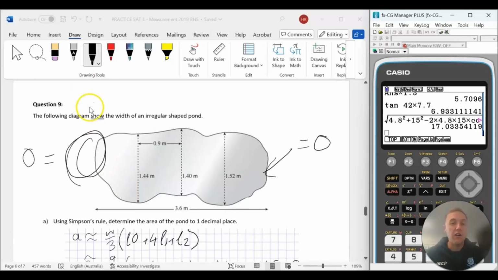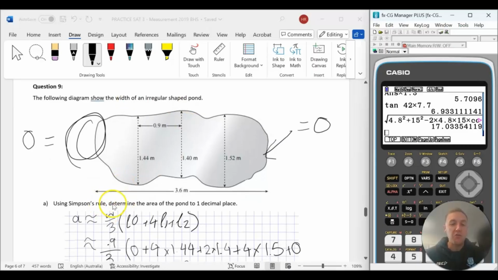Next one, the following diagram shows the width of an irregular shaped pond. Using Simpson's rule, determine the area of the pond to 1 decimal place.